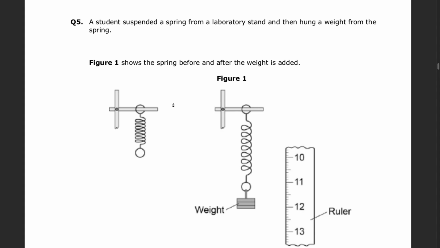Question 5. A student suspended a spring from a laboratory stand and then hung a weight from the spring. Figure 1 shows the spring before and after the weight is added. Okay, so we have the retort stand with a spring without a load, and the same retort stand and the spring, but it has a weight this time around, and we have a ruler on the right.